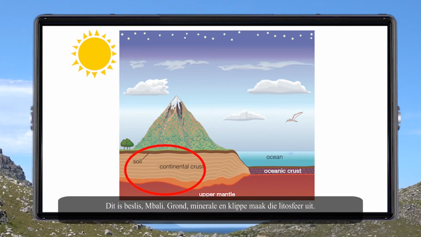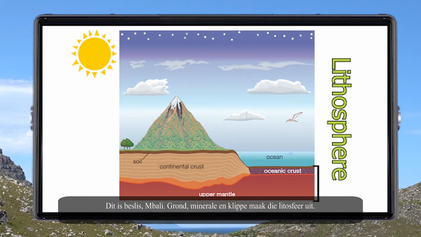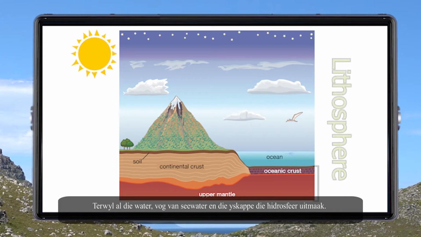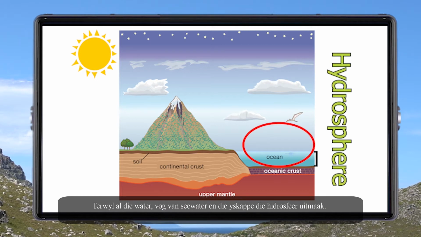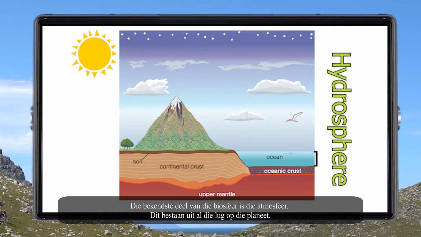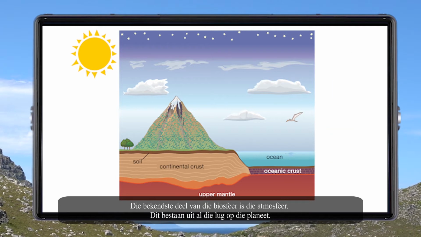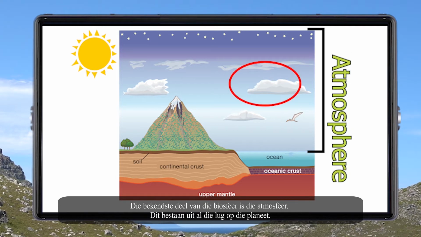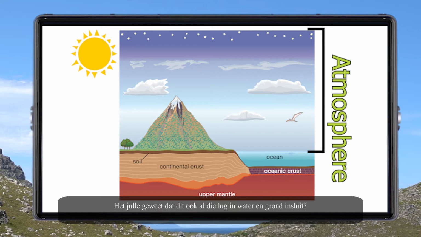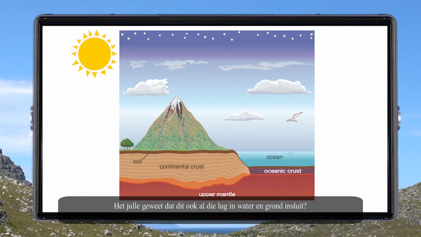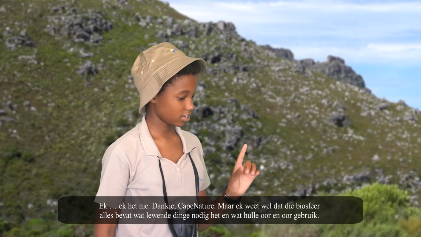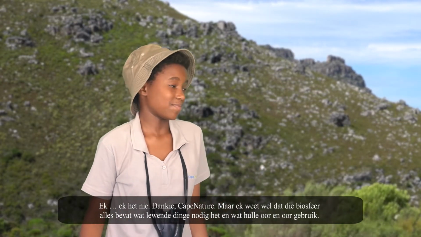Soil, mineral, and rocks make up the lithosphere, while all the water, seawater vapors, and ice caps make up the hydrosphere. The most well-known part of the biosphere is the atmosphere. It's made up of all the air on the planet. Did you know that this also includes all the air in water and soil? I did not. Thanks, Cape Nature.